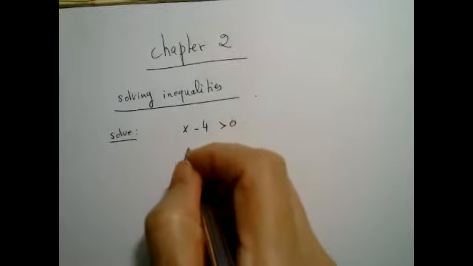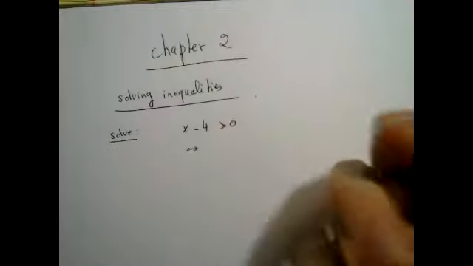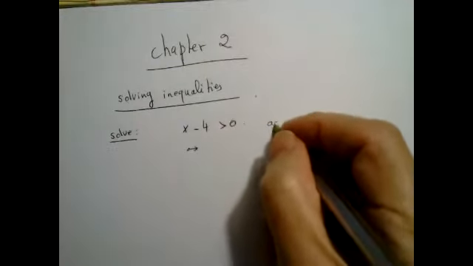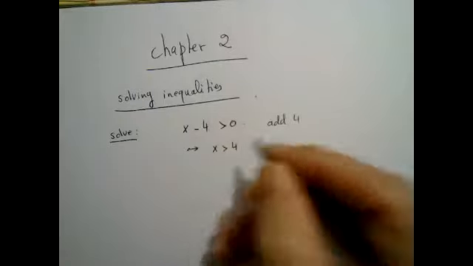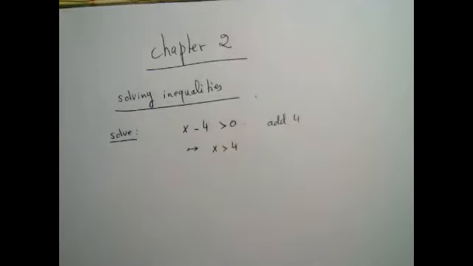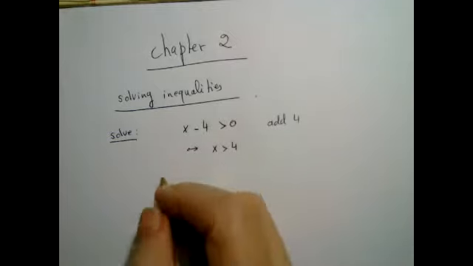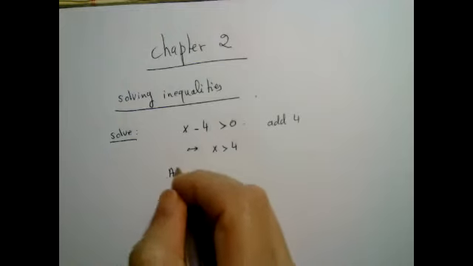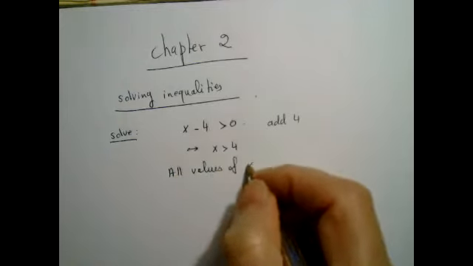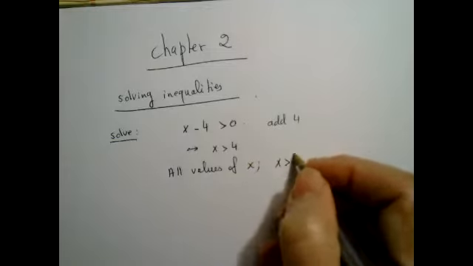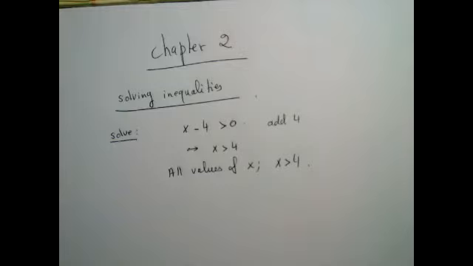The way we solve them, we say x minus 4 positive. We basically need to isolate the x as usual. So we add 4 on both sides. Okay, this will give me that x has to be bigger than 4. So the solution is all values of x such that x is larger than 4. We're going to do two small problems along those lines.